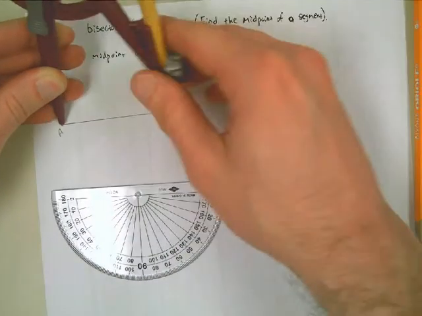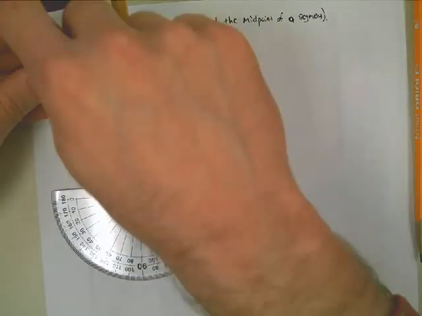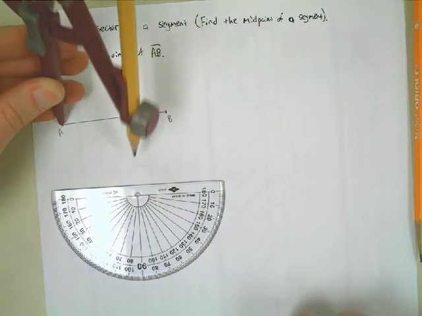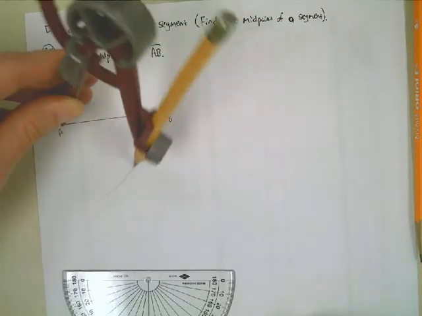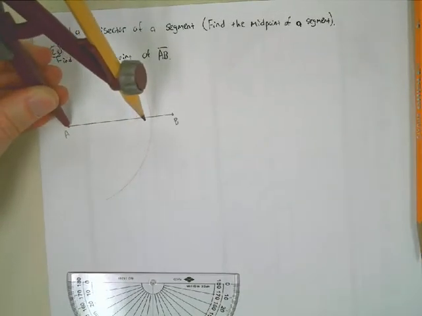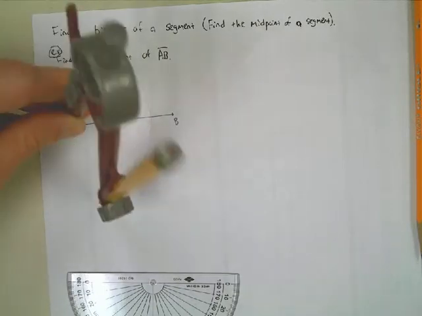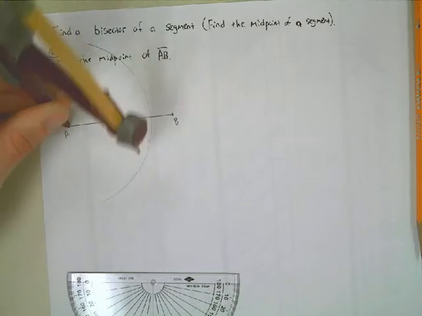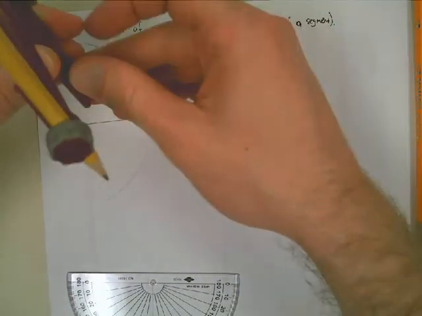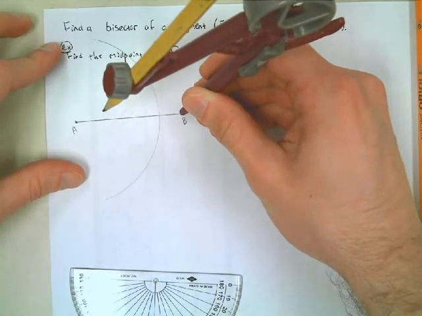Once you have it more than halfway, all you're going to do is one big old swipe, like that. Yes, I went through the directions, and sometimes when you're doing constructions you're going to go through the directions. That's okay. One big old swipe. And then without opening or closing your compass, you're going to pick up the point and move it to point B. I did not adjust my compass at all. And guess what? Another big old swipe.